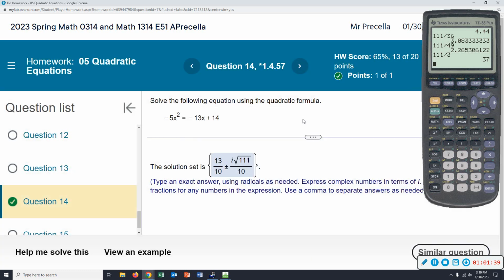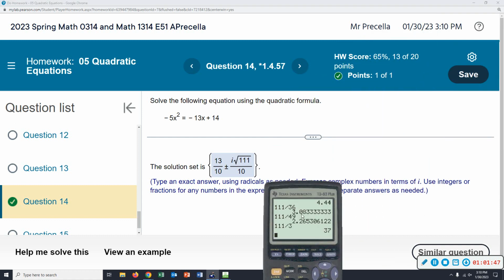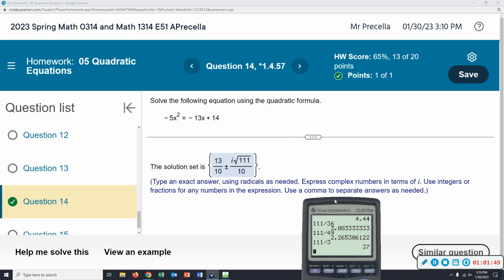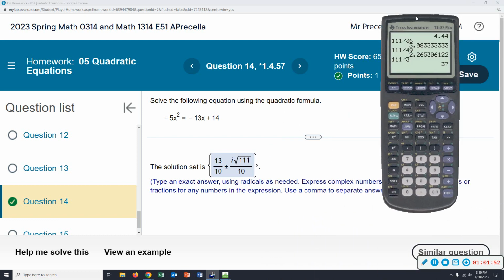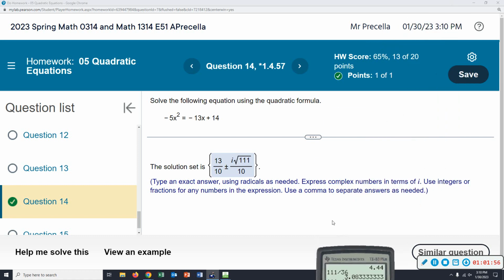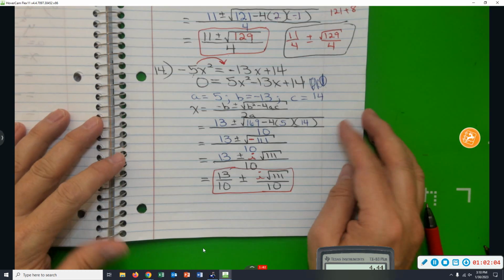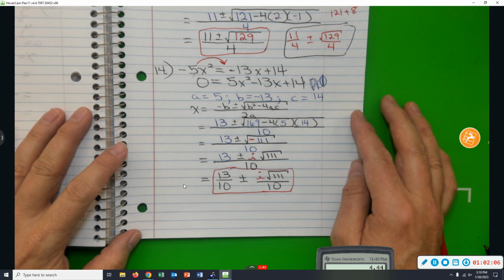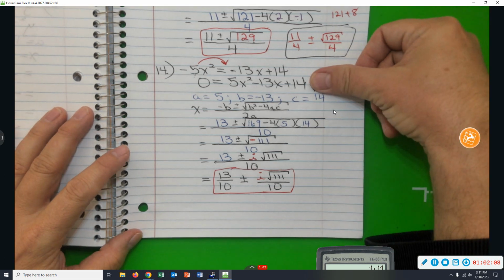Any questions? I want to do number 12, I think. I was just reading what the answer said. The instructions said, express any complex numbers in terms of I. Okay, put this back here. Any questions here? I'll cover over that.